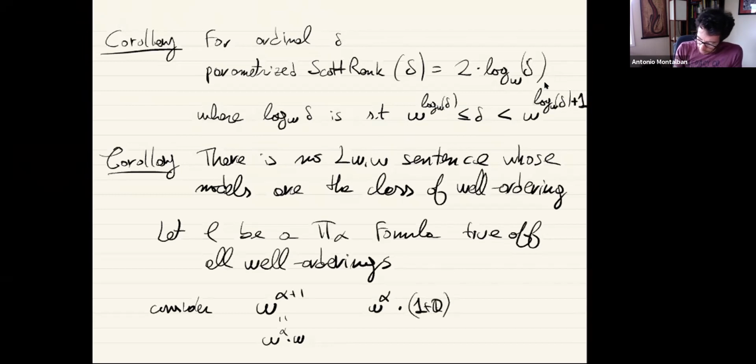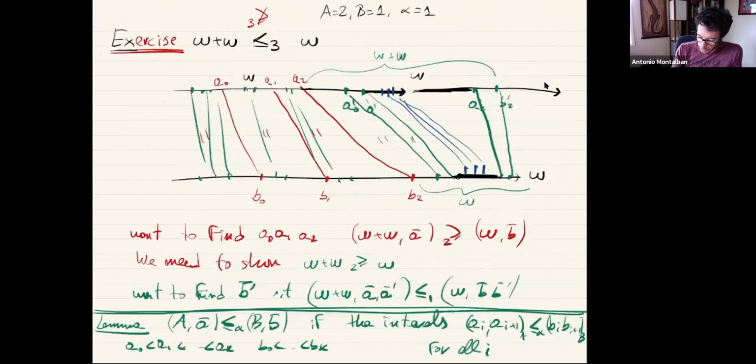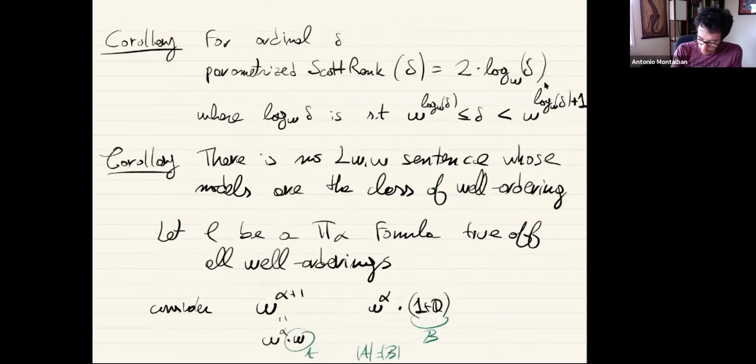This is your A and this is your B. They're both infinite, so A equals B. So by the lemma that we had before, this one up here, we get that they are back and forth related, less than or equal to alpha plus 1.